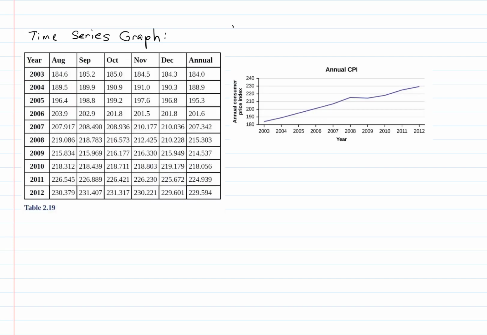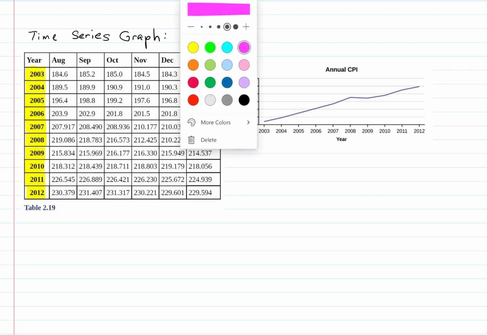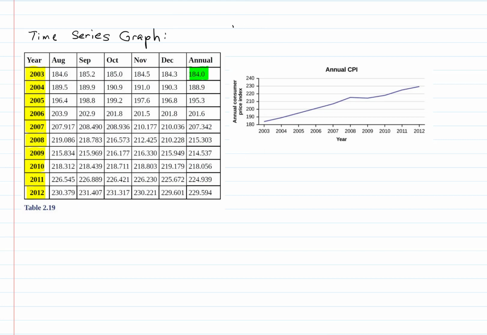Okay, over here we have the annual consumer price index for each year. What they've done here is they've done this for multiple years: 2003, 2004, 2005, and so on. Now they did it for every month. This particular table only shows starting in August, but January through July comes before that. It just didn't fit in this table. But what they did then is they made the average for the year. And that's these numbers. That's the only ones we need to look at, the yellow and the green.